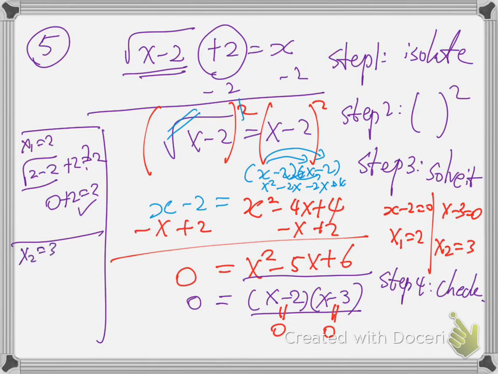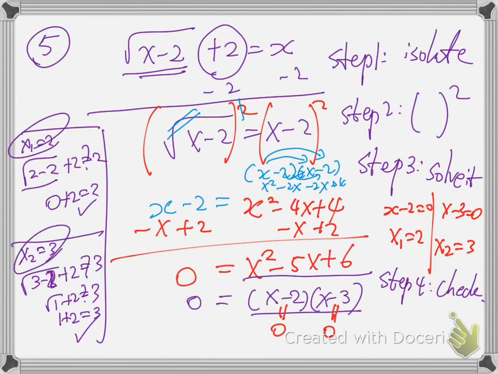x2 is 3, so let's check it. 3 minus 2, 1. So radical 1 plus 2. Radical 1 is 1, so 1 plus 2 is 3. So they both checked. So we have two solutions: x1 is 2 and x2 is 3.